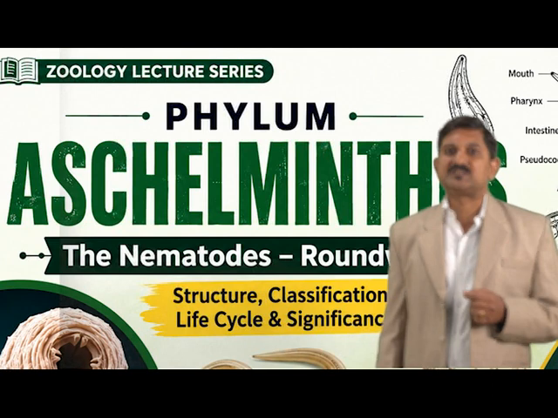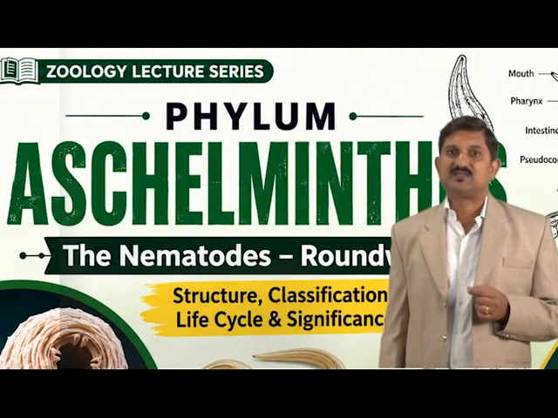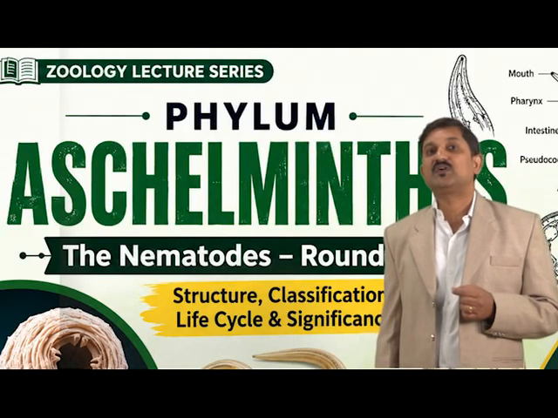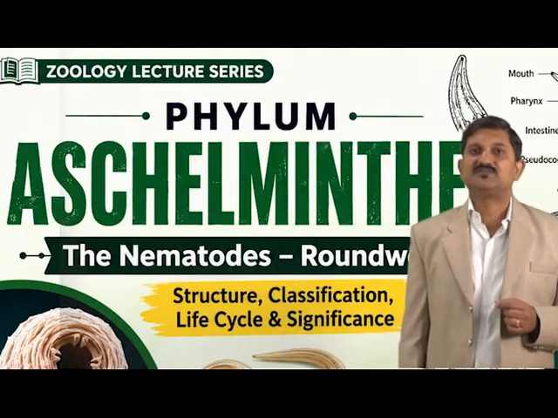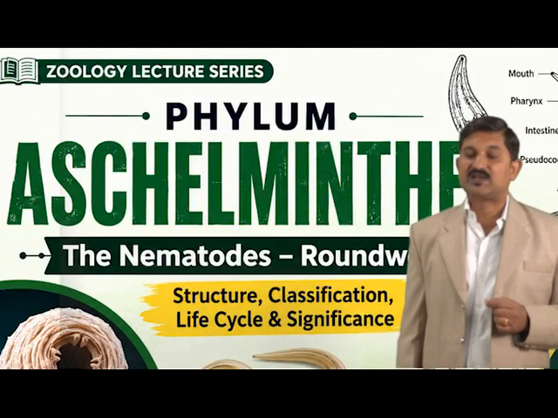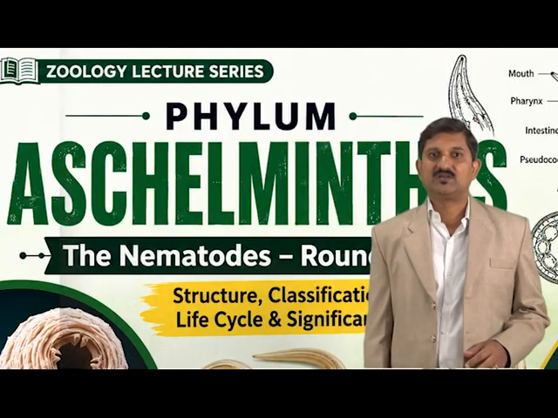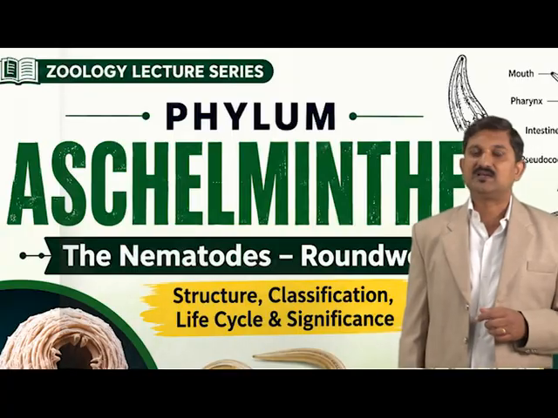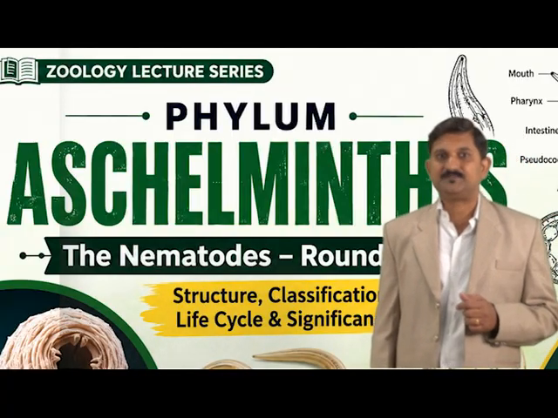The reproductive system has sexes which are usually separate. Sexual dimorphism is one of the prominent features of the animals from this phylum. Especially, one can observe the sexual dimorphism in case of Ascaris, where the males are smaller than females and the males have a typical coiled tail.